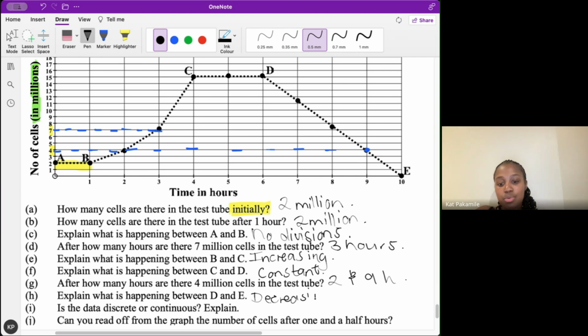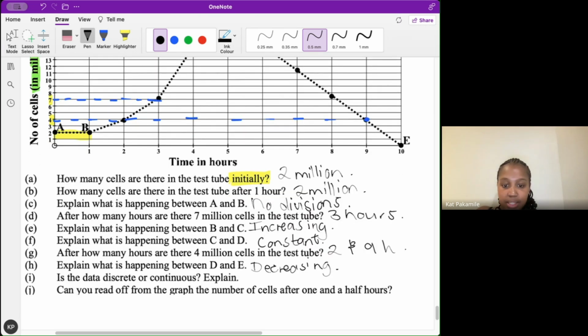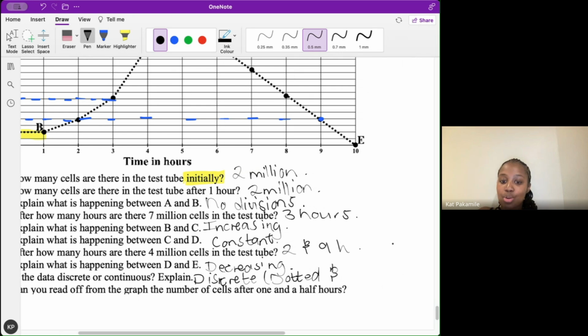Is this continuous or discrete? Discrete, and it says explain. Discrete. Dotted line, and we are counting, okay? The number of cells. There's either 1 or 2. There can't be 1.5 cells.